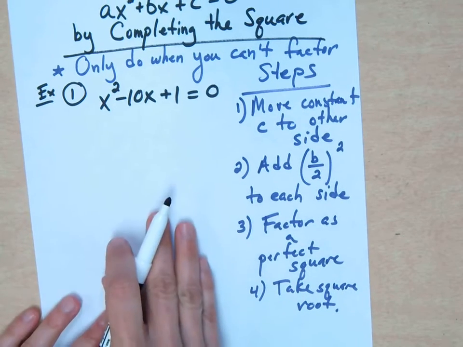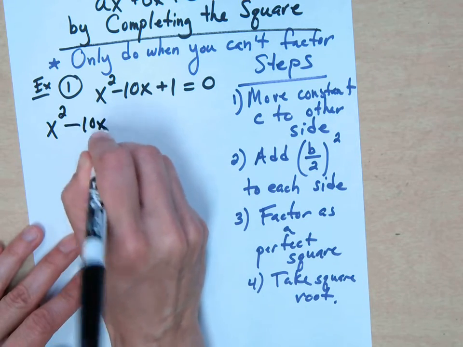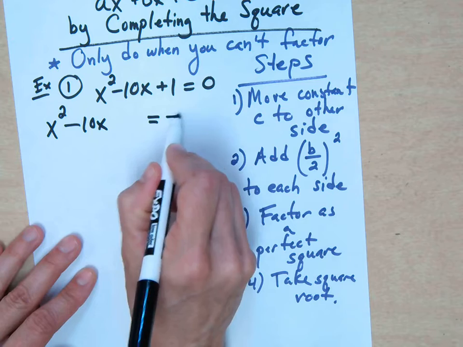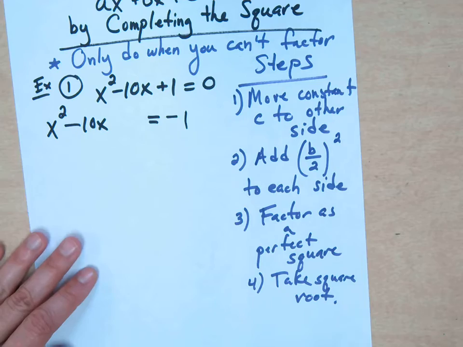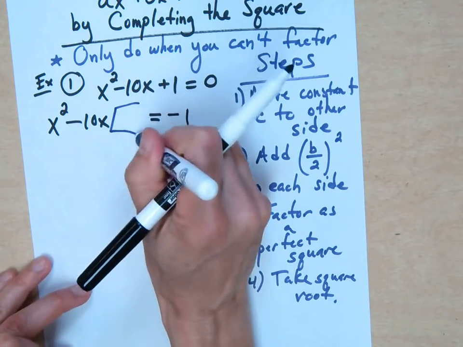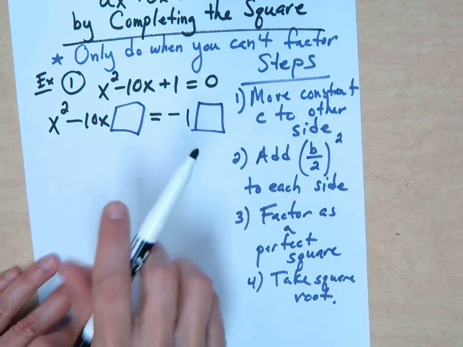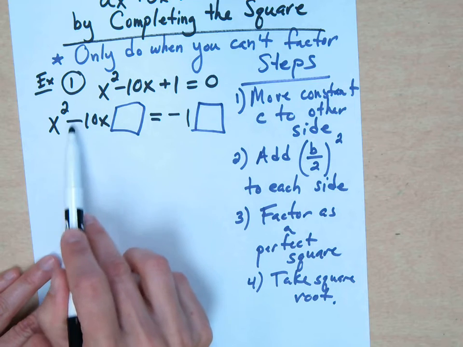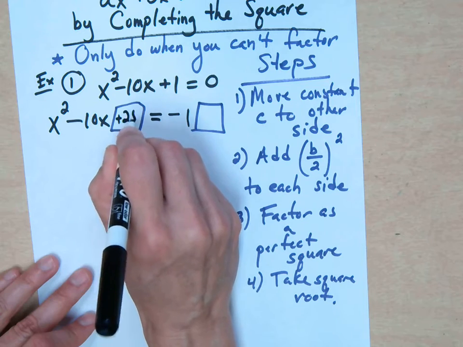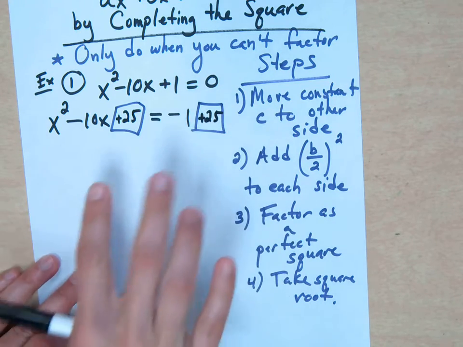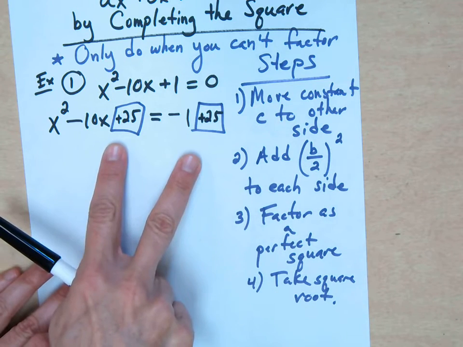So let's go through these steps. The first thing is we're going to move this constant to the other side by subtracting 1 from each side. So minus 1, minus 1. Then I'm going to draw this little magic box, and I'm going to put a number, which is completing the square, in there. And that number will always be positive. You take half of negative 10, which is negative 5, and square it. That will always give you a positive number. So plus 25, plus 25. And the equation's still balanced because it's the same. So that's adding b over 2 squared to each side.